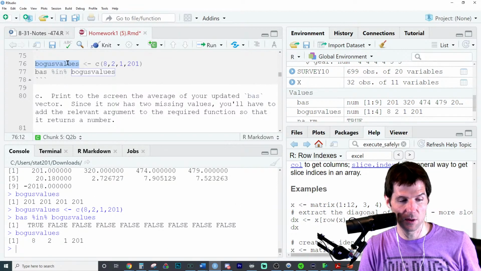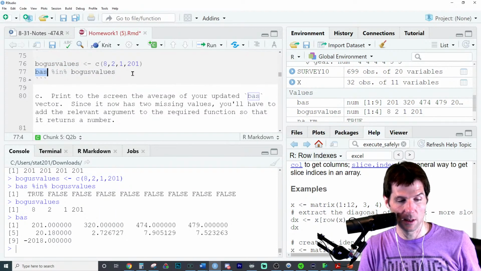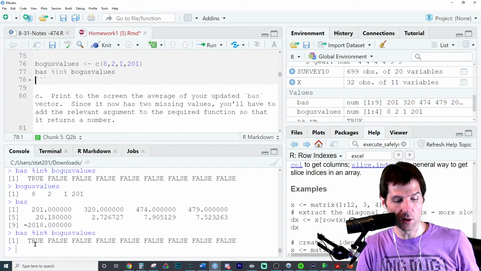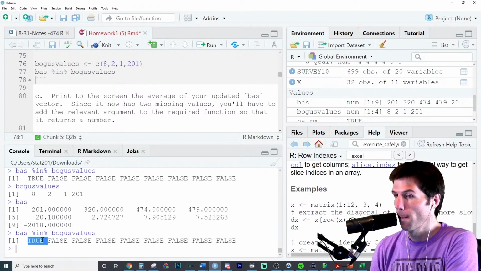Let's show what bogus vectors is. Let's show what BAS is. Let's show what this evaluates to. Why is it only returning one true right here?